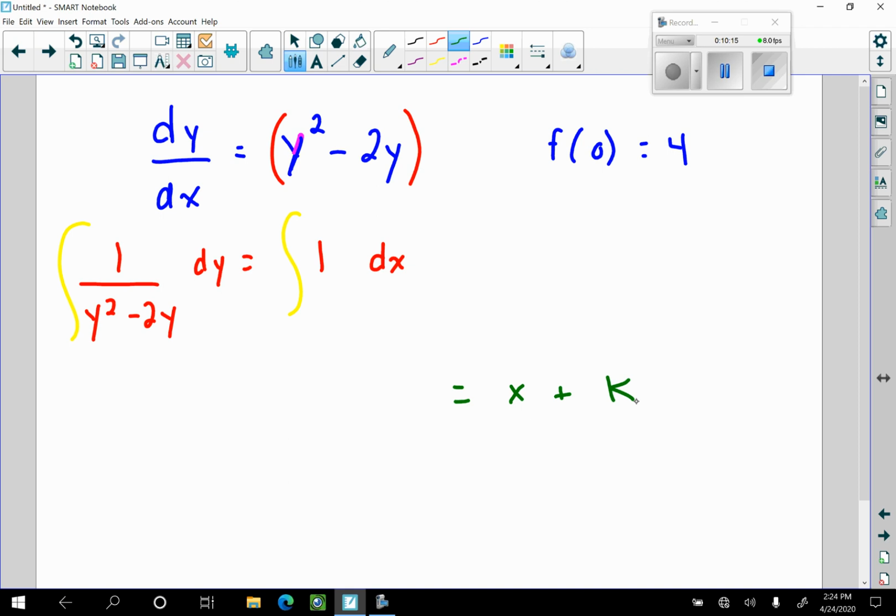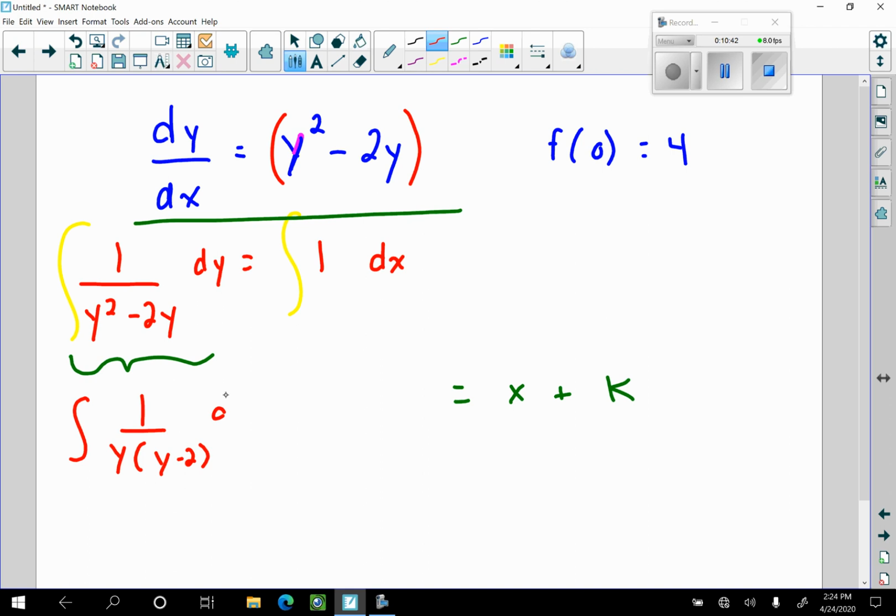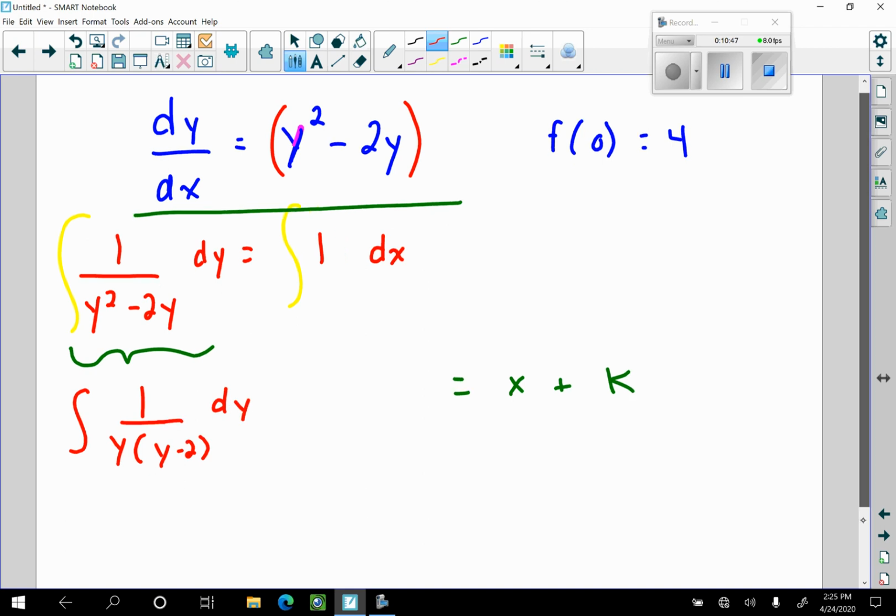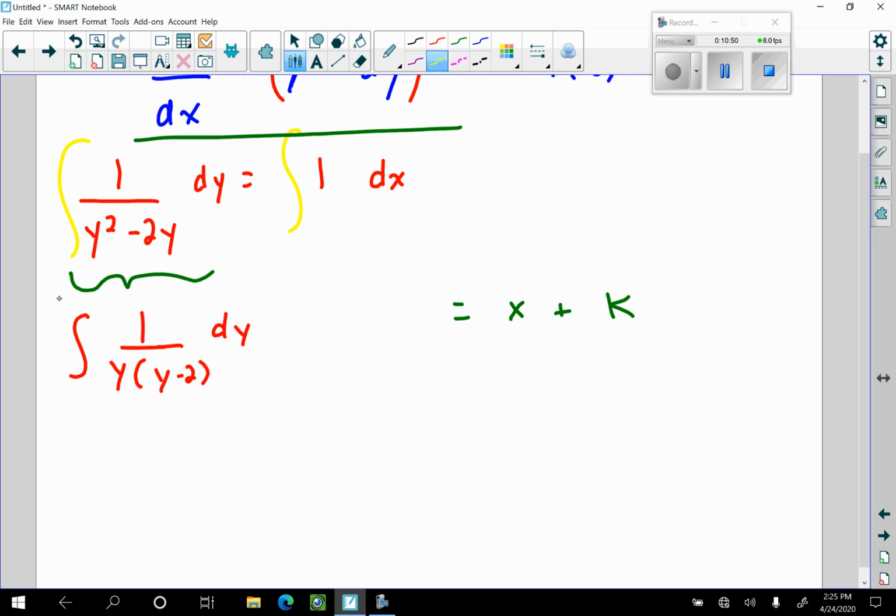This is the rascal that I have to deal with right here. On the assignment that I posted today, you're going to have to solve a differential equation that looks like this guy right here. What do I have to do here? Well, I'm going to factor that bottom. And true or false, that's going to be 1 over y times y minus 2. That's going to equal x plus k, but I need to figure out what this guy is right here.